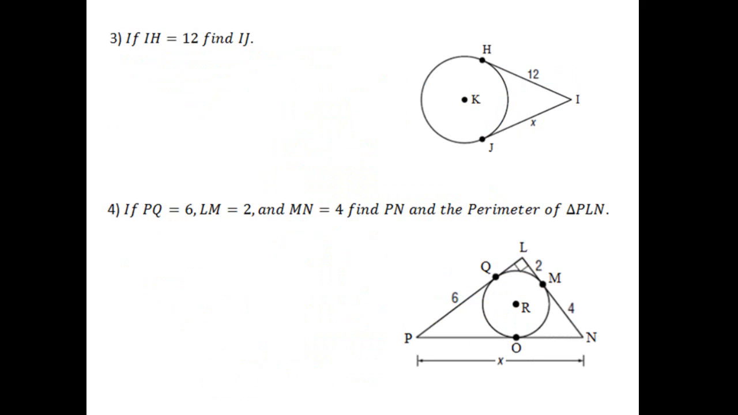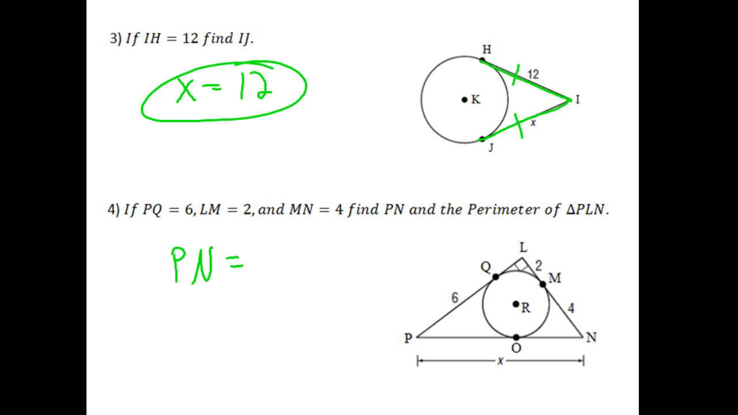And 2 more problems. If IH is 12, find IJ. Well, we had a theorem that said 2 tangents going from the same common exterior point have to be congruent to each other. So x is 12. And number 4, if PQ is 6, LM is 2, and MN is 4, we're trying to find PN and the perimeter of triangle PLN.